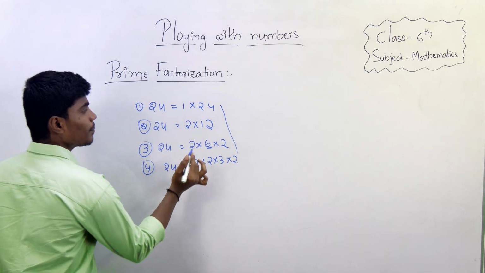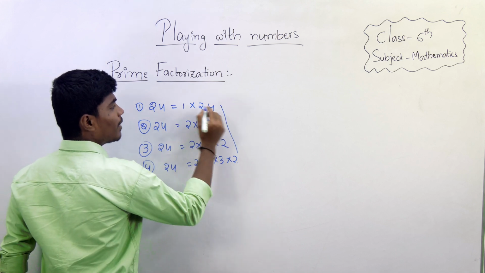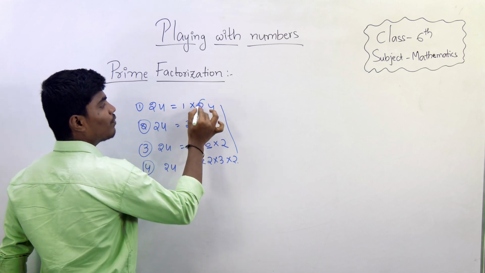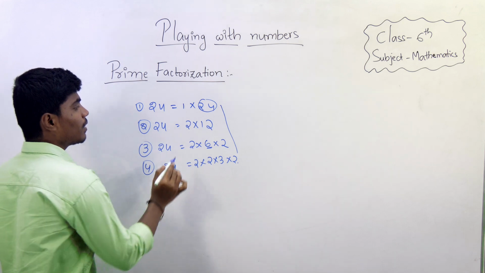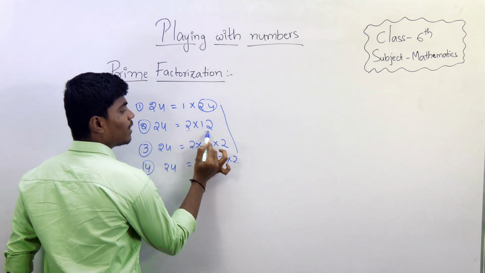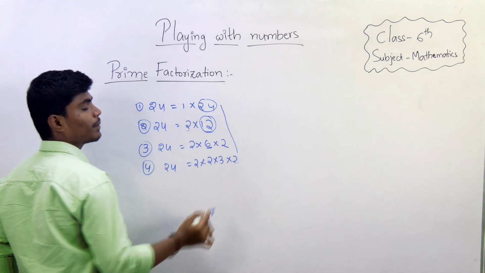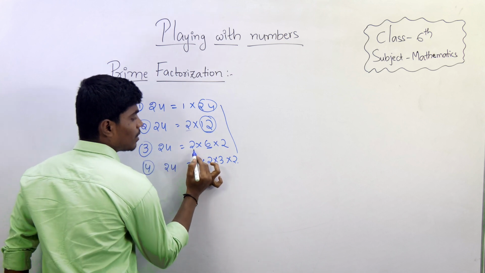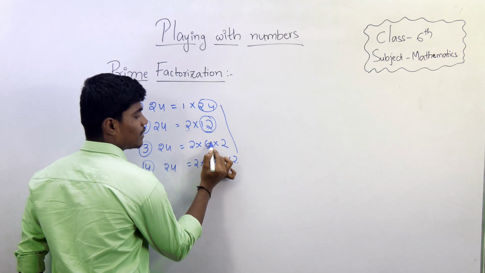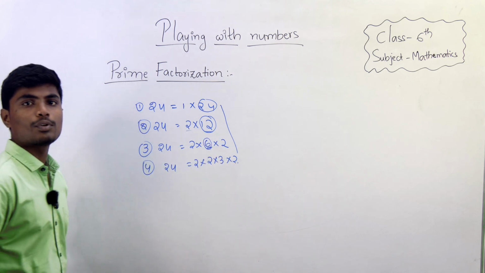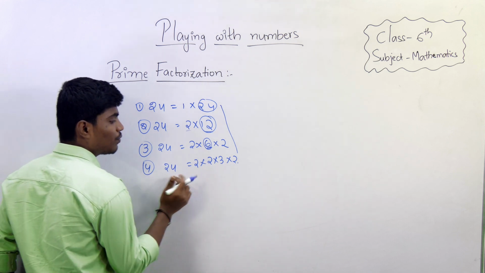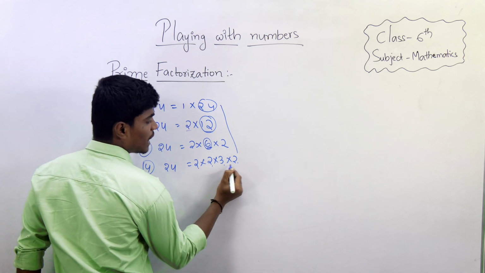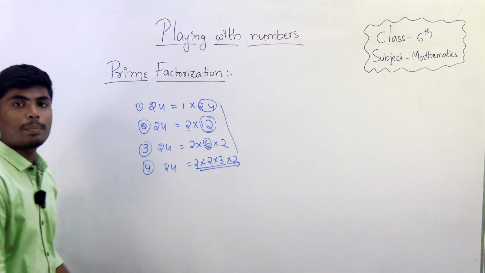Okay, see here, if we observe, we have 1 and 24. 24 is a composite number. If you observe 2 and 12, here 12 is a composite number. Coming to 2, 3, 4, that is 2, 2, 6, 6 is a composite number. While coming to 2, 2, 2, 3, these are all prime numbers.